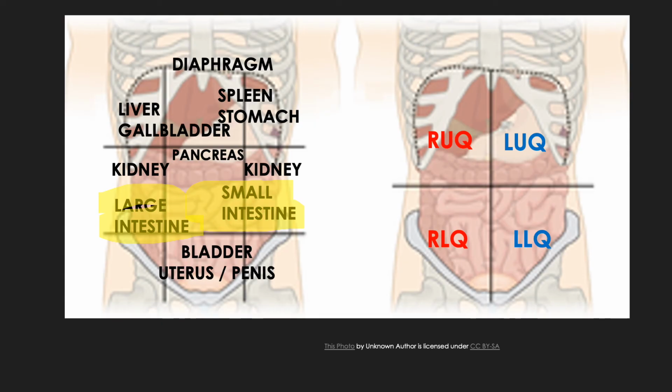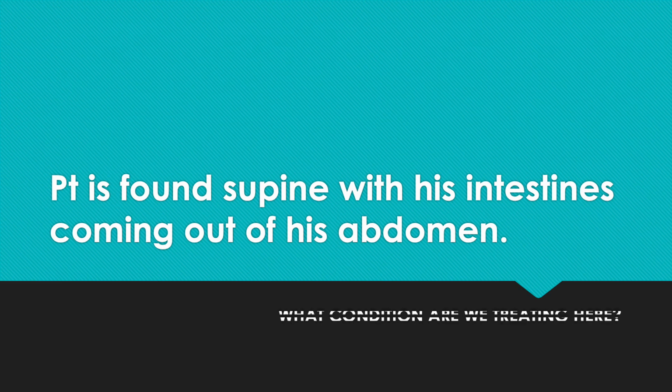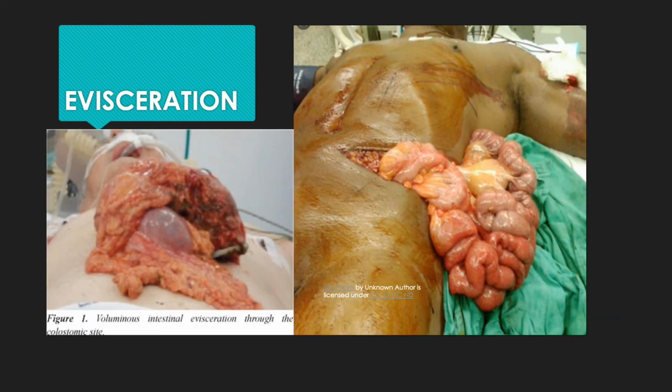Next organs we're going to talk about are your intestines, your large and small intestines. Let's say you found a patient supine and his intestines are coming out of his abdomen. What condition are you treating? This would be a patient with evisceration, where you have abdominal organs coming outside of the skin. What is the treatment for this patient?